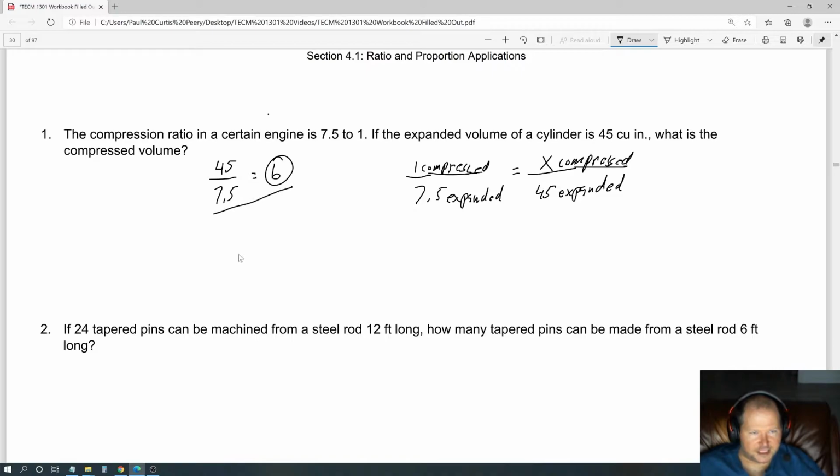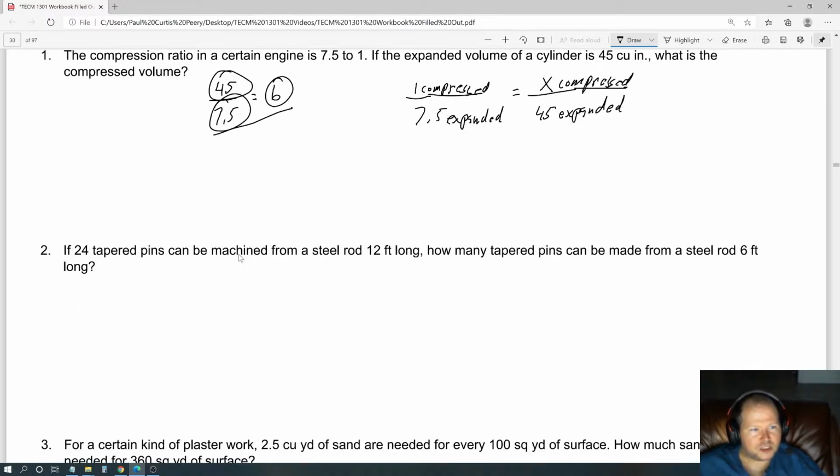This way right here hopefully makes sense. You take the big number, you're compressing it, you smush it by a factor of 7.5, and you get a 6. Hopefully that makes sense. You can use your calculator on that one. Now let's try the next one.